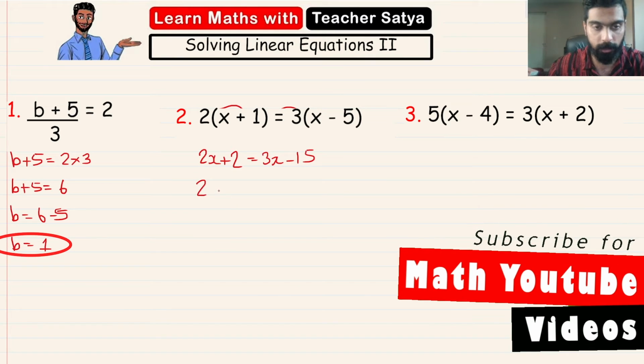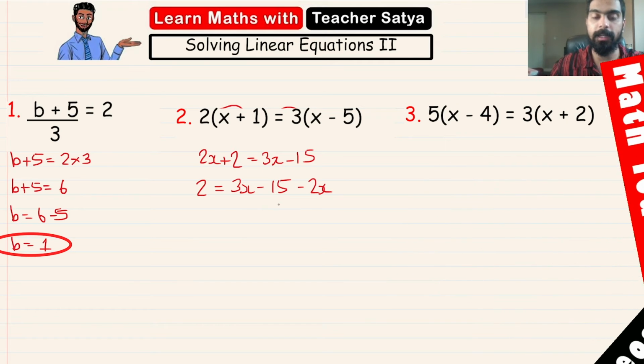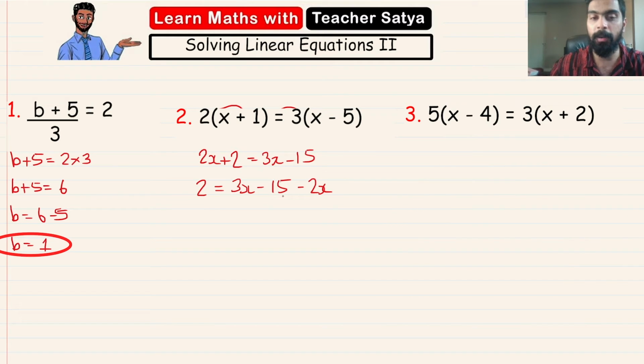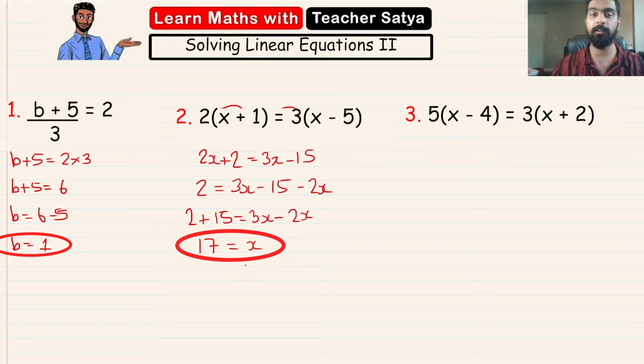So what I'll have is 2 is equal to 3x minus 15, right, and minus 2x. Okay guys, now we see that on the right hand side the variables are together but we still have this constant, or the number. So I'm going to transpose negative 15 to the left hand side. So 2 plus 15 is equal to 3x minus 2x, right guys? Now 2 plus 15 is going to give us 17. So 17 is equal to x. There we go, plain and simple.